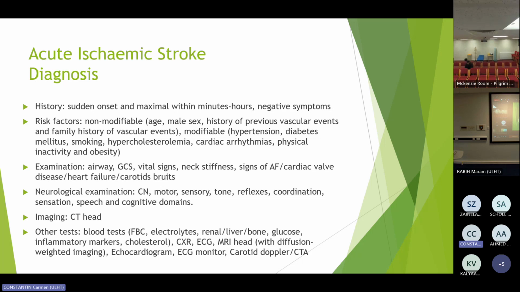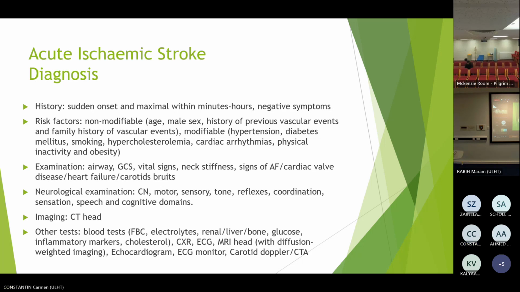The standard imaging is plain CT head scan initially, along with the blood test, covering full blood count, general screening, including inflammatory markers and lipidogram. Chest X-ray could be useful, especially when aspiration is quite often seen. ECG, plain ECG. MRI head scan is useful, but generally we do not do this on admission. So MRI head scan could be needed or not later on throughout the admission.